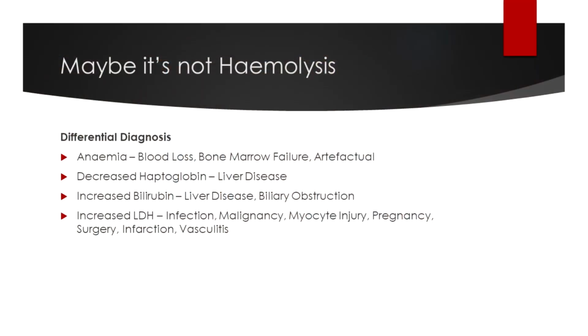What if you have a raised bilirubin? Well, we're getting a bit more broad now. Of course, liver disease and of course biliary obstruction from cancer or stones, cholelithiasis. And then lastly, even more generically and more broad, is increased LDH, a generic cellular turnover marker. Think about infection, think about malignancy. Many different cancers can cause this. Think about myocyte injury. So if you've got rhabdomyolysis, for example, pregnancy, surgery obviously has to be very recent, infarction of tissue, particularly a myocardial infarction, and vasculitis. These can all cause damage to a lot of cells quite suddenly and a release of LDH.